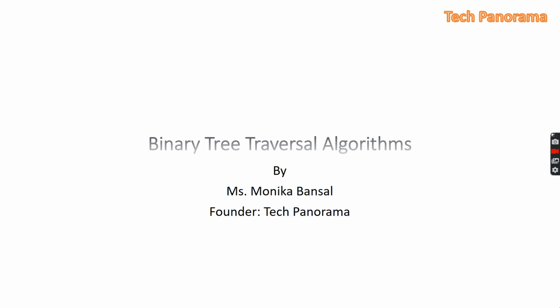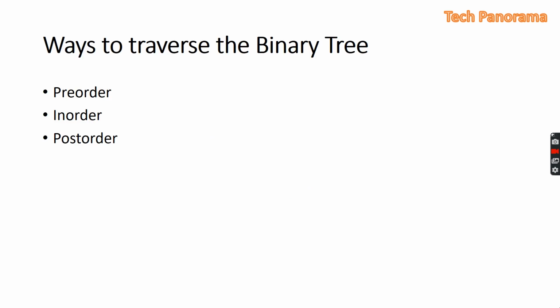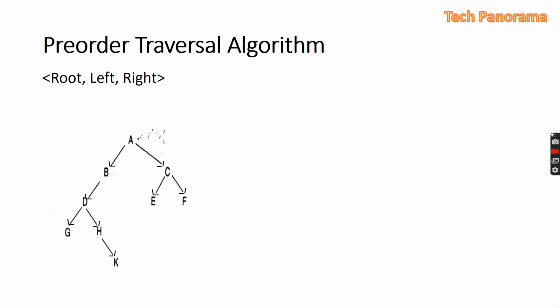Today I will describe the binary tree traversal algorithms. In our previous lecture, I discussed the ways through which we can traverse the binary tree. These ways are the pre-order traversal, in-order traversal, and the post-order traversal. These topics were explained with examples in our previous lecture. Here I will discuss how the algorithms are designed to implement the binary tree traversal. So first we will start with the pre-order traversal.